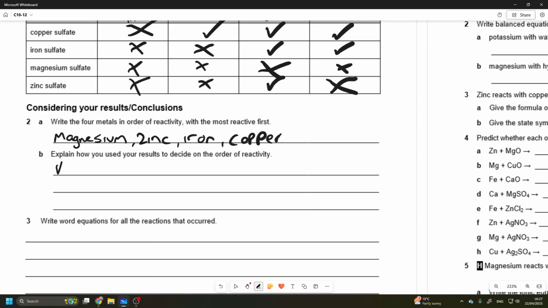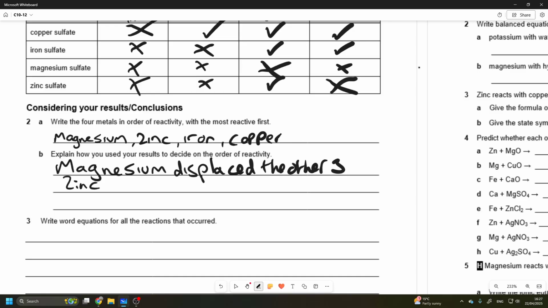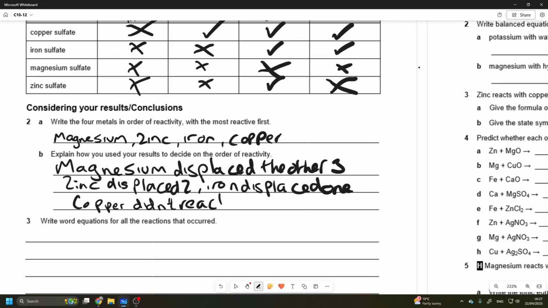How do we use the results? Magnesium displaced the other three. Zinc displaced 2. Iron displaced 1. And copper didn't react. Okay, that's how we found that out.